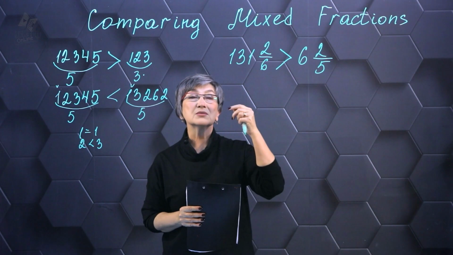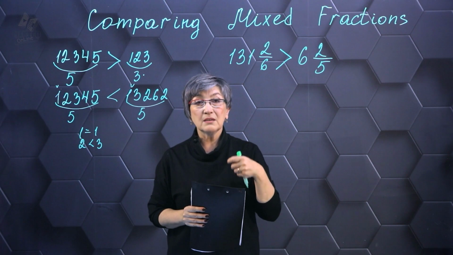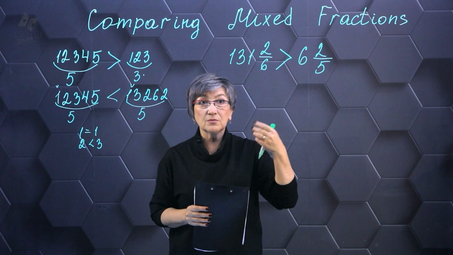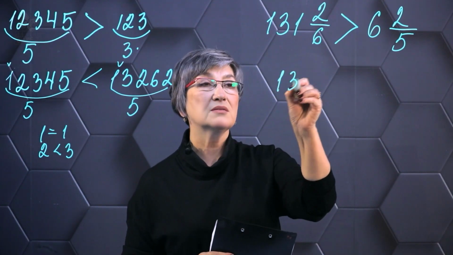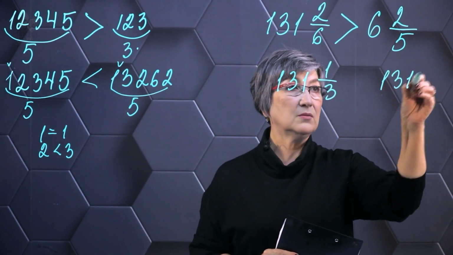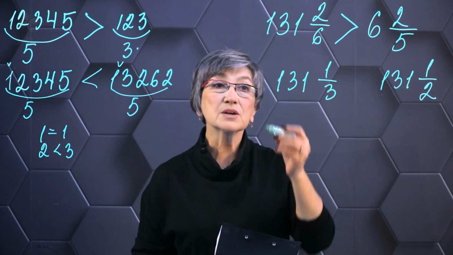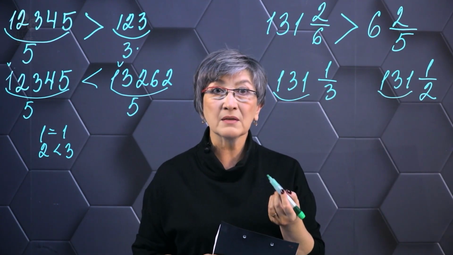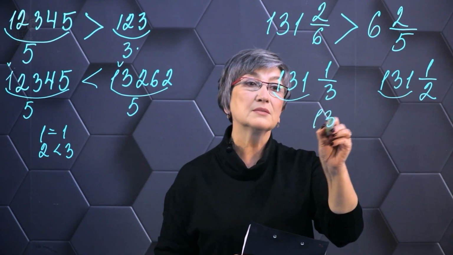So, in order to compare mixed numbers, I first of all need to compare the whole part. And if the whole part of one mixed number is greater than the whole part of another mixed number, I put the corresponding sign. Let's look at the following example. 131 whole and 1/3, and 131 whole and 1/2. What is happening in this case? The point is that comparing whole parts, I can't put an inequality sign because 131 equals 131, and let's write that down.